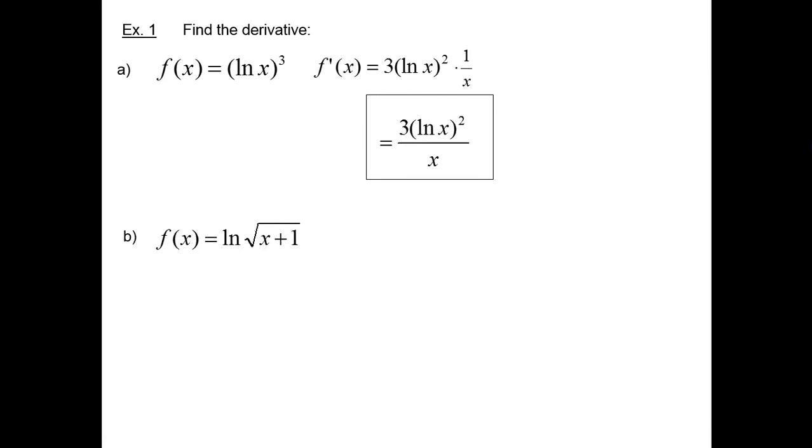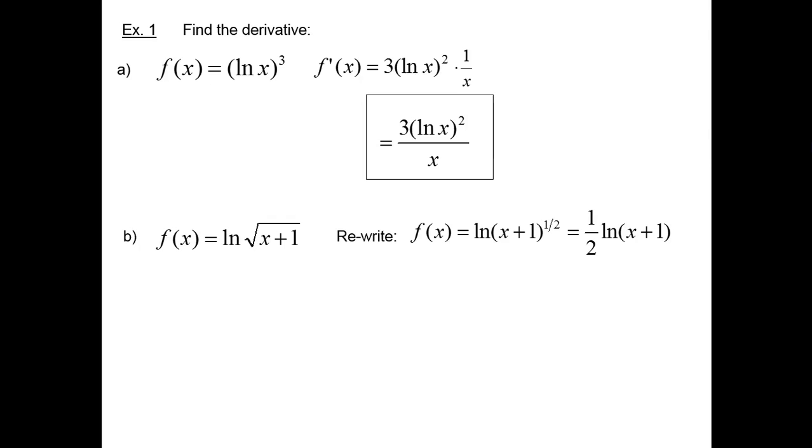Okay, we've got the natural log of the square root of x plus 1. And before you take any derivatives, my advice would be that you go ahead and expand anything that can be expanded. So I'm going to first rewrite this as natural log of x plus 1 to the 1/2 power. And then by the power rule, I can bring the 1/2 to the front.